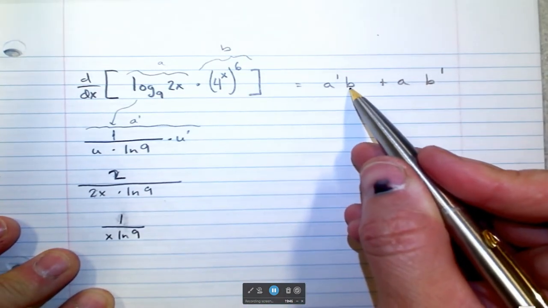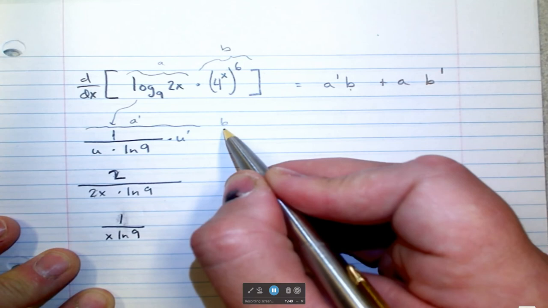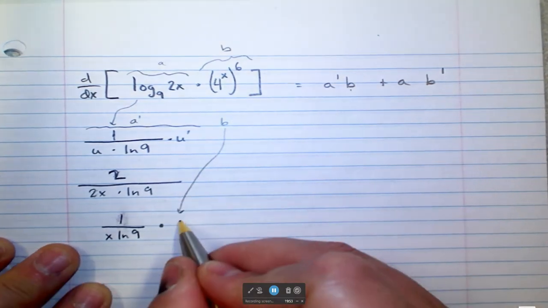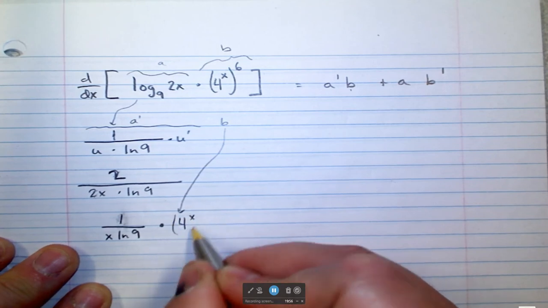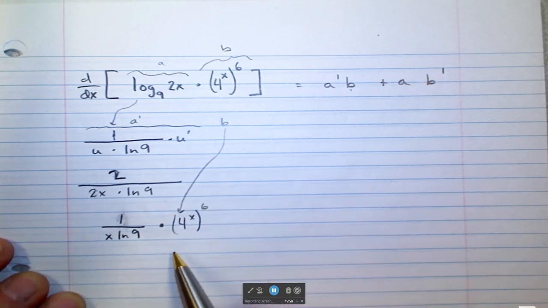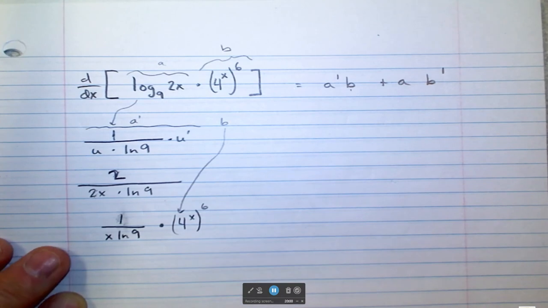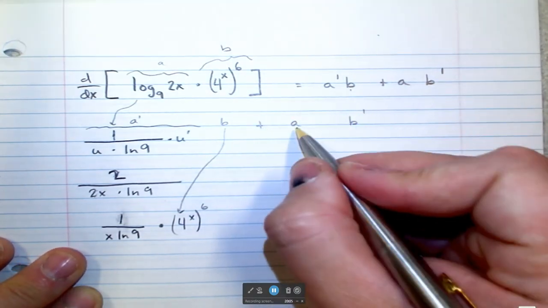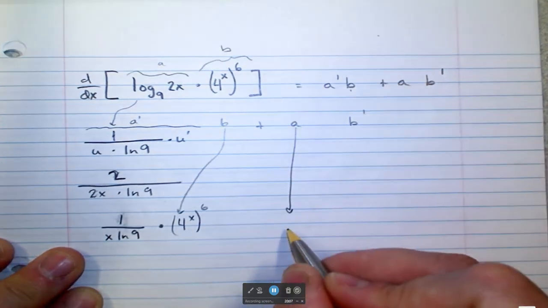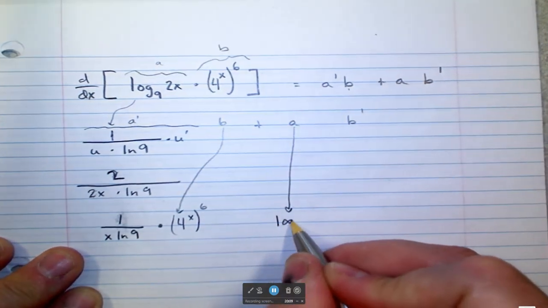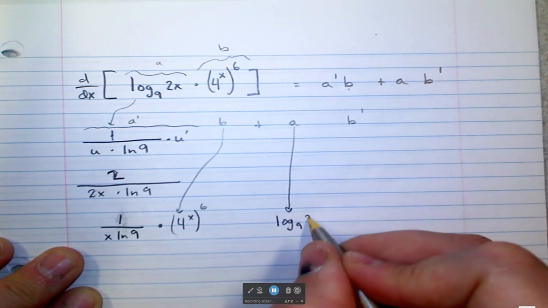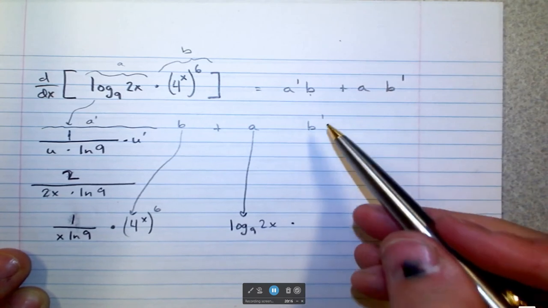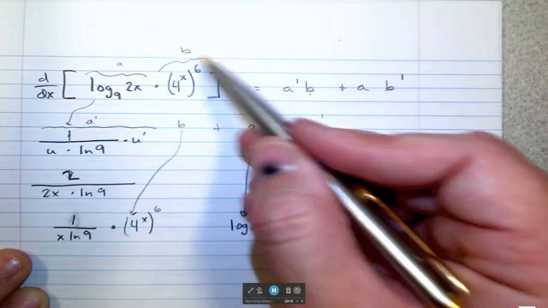Times b. Okay, so b, I'm not going to do any work. I'm just going to come down here and say times b, and b is going to be 4 to the x to the 6th. And of course, we know we can put that together. Now, plus a b prime. Well, a, we're just going to come all the way down here. A is log 9 of 2x times b prime.